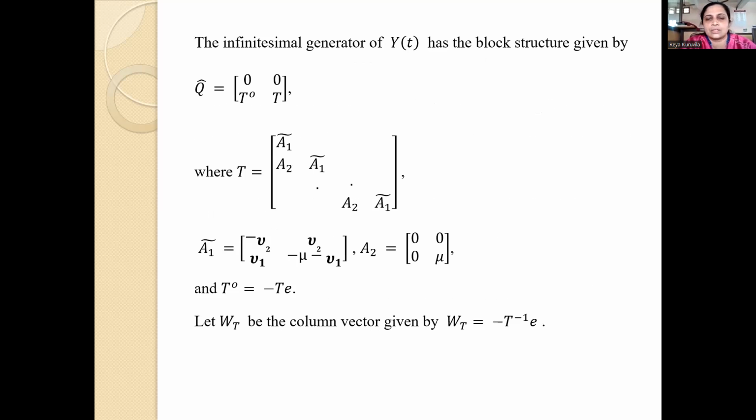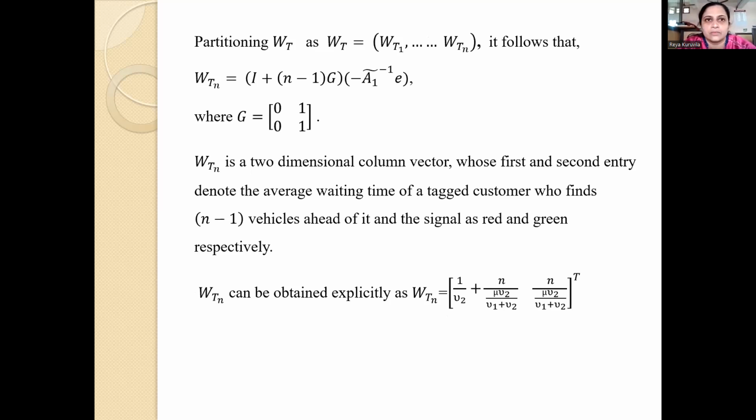The infinitesimal generator of Y(t) has a block structure given by Q bar, which is given as a matrix [0, 0; T naught, T], where T is the matrix given, with A1 tilde and A2 as defined accordingly, and T naught equal to minus TE. Let WT be the column vector given by WT equal to minus T inverse E. Partitioning WT as WT1, etc., it follows that WTN is equal to (I plus (N minus 1) G minus A1 tilde) inverse E, where G is the matrix [0, 1; 0, 1].